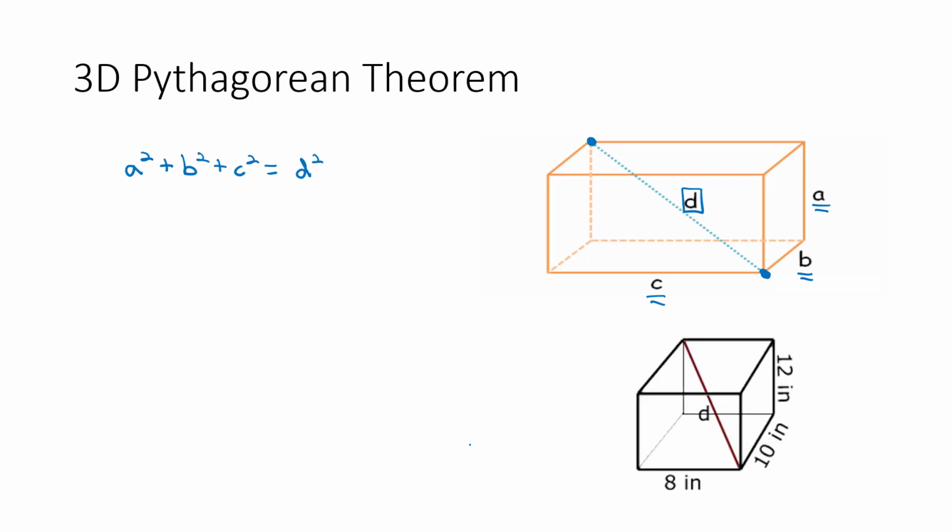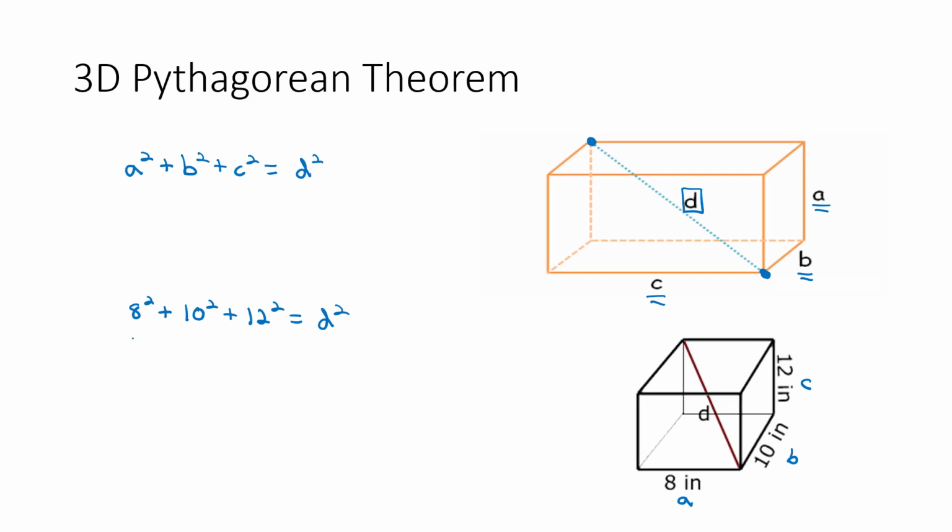So for example, if I have a box that's 8 by 10 by 12, and I want to see how big of a diagonal I can fit into this, I simply have to say, well, that diagonal, it's the hypotenuse of the room, if you will. So the other sides are A, B, and C. So we plug that in. 8 squared plus 10 squared plus 12 squared equals that distance squared.